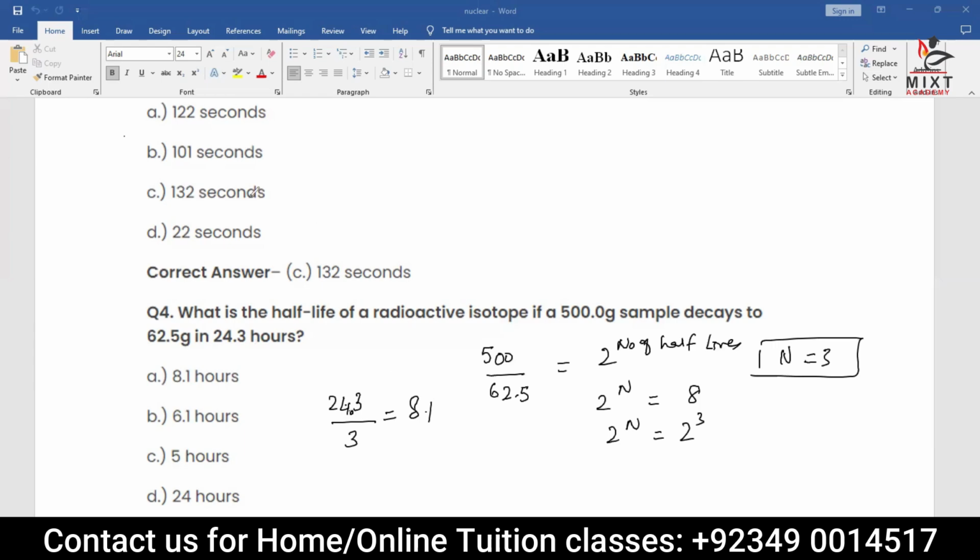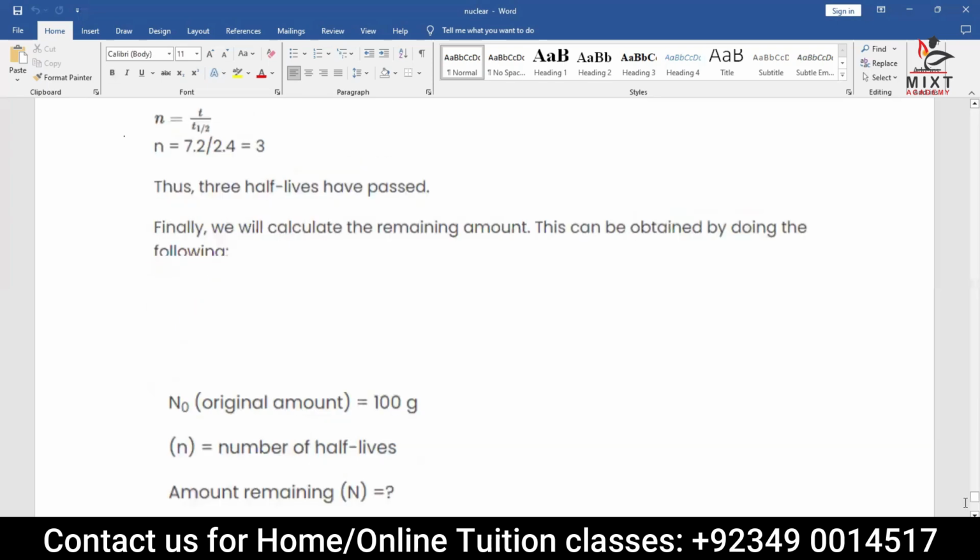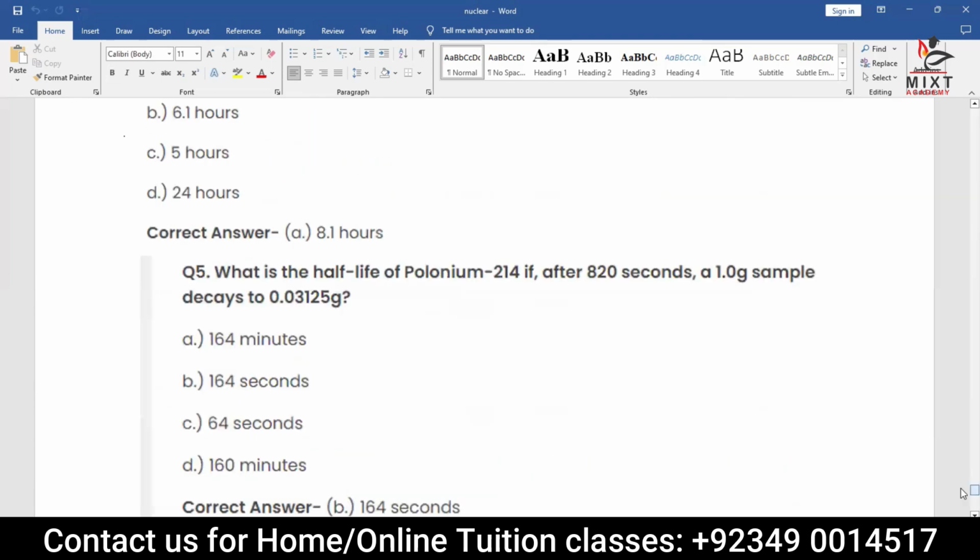All right, Manu? Yes. Okay. Let's solve some more questions so that your concept will be further clear. What is the half-life of plutonium-214 if after 820 seconds, a 1 gram sample decayed to 0.03125 grams? I got 164. You got 164. Let's try. Yeah, 164. Absolutely right. So now you understood it, right?